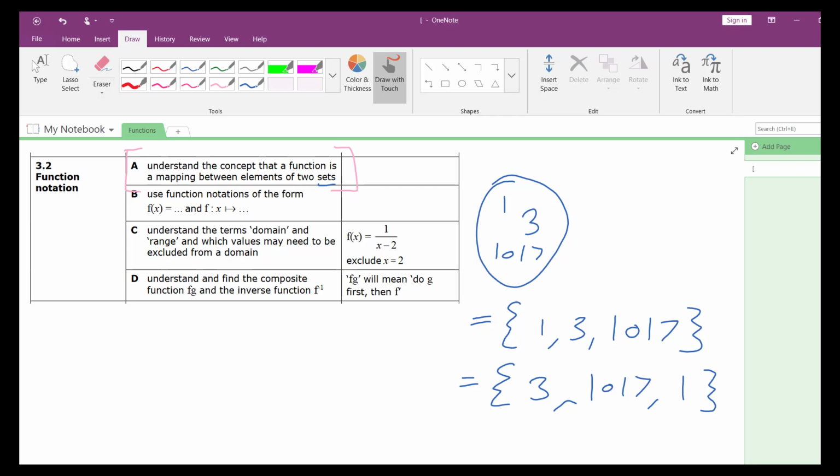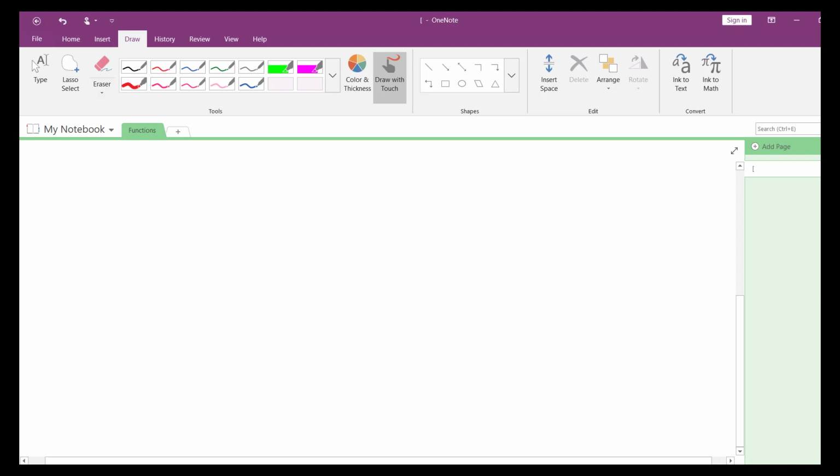Another cool thing about sets is that we can have an empty set, which is equal to open close curly bracket. Or if we're feeling lazy, we can just draw a circle with a line in, and there we have it. Another name for the empty set is the null set. So now let's talk about functions.